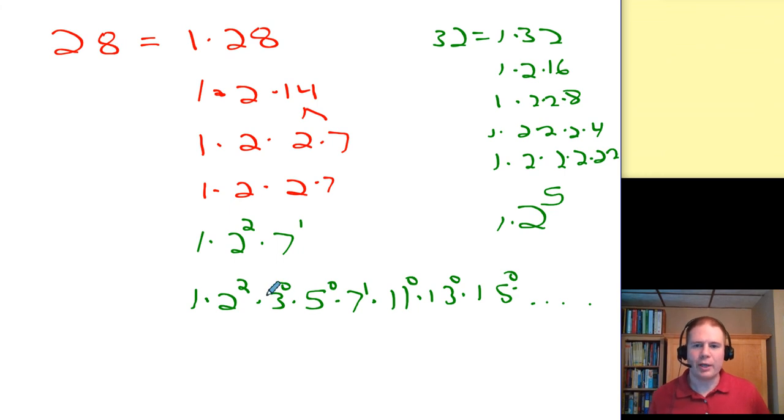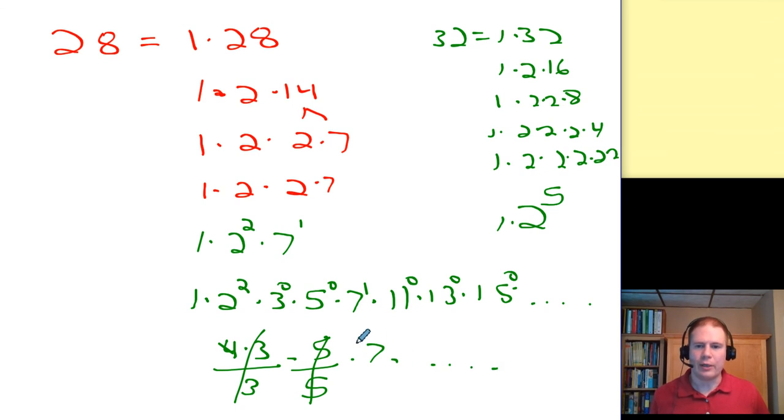If I multiply that 4 by 3, that's not going to get me to 28. I have to undo that by then dividing by 3 so that the 3 disappears. Multiply by 5. No, that's not going to get me to 28. Get rid of that 5. Multiply by 7. Keep the 7.